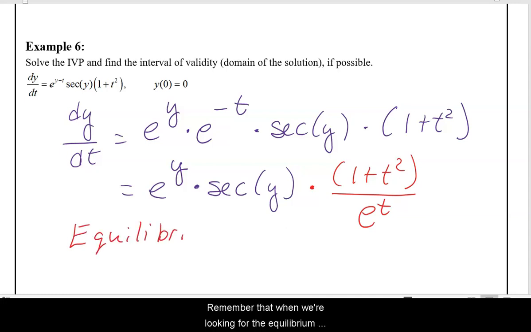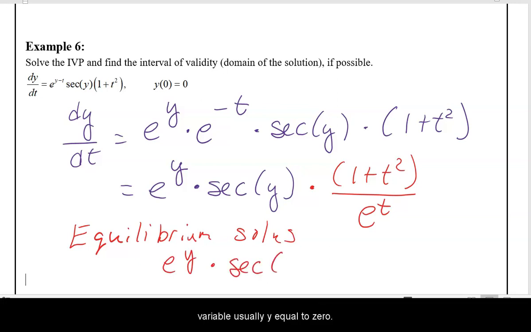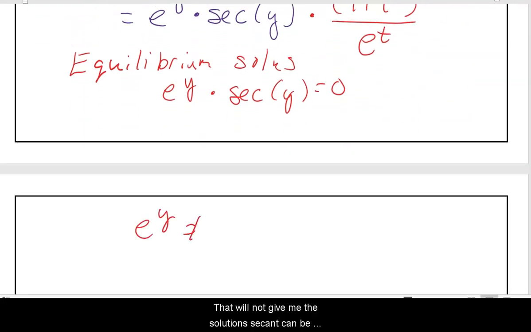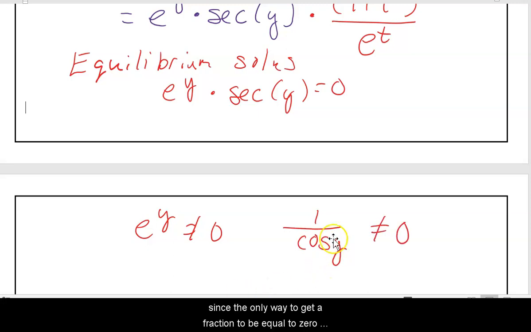Remember that when we're looking for the equilibrium solutions, we're setting that function of the dependent variable, usually y, equal to 0. However, e to the y is never 0. That will not give me any solutions. Secant can be written as 1 over the cosine of y, but that is never 0, since the only way to get a fraction to be equal to 0 is for the numerator to be 0 and the denominator not to be 0. But 1 will never equal 0. So I have no equilibrium solutions for this particular problem.